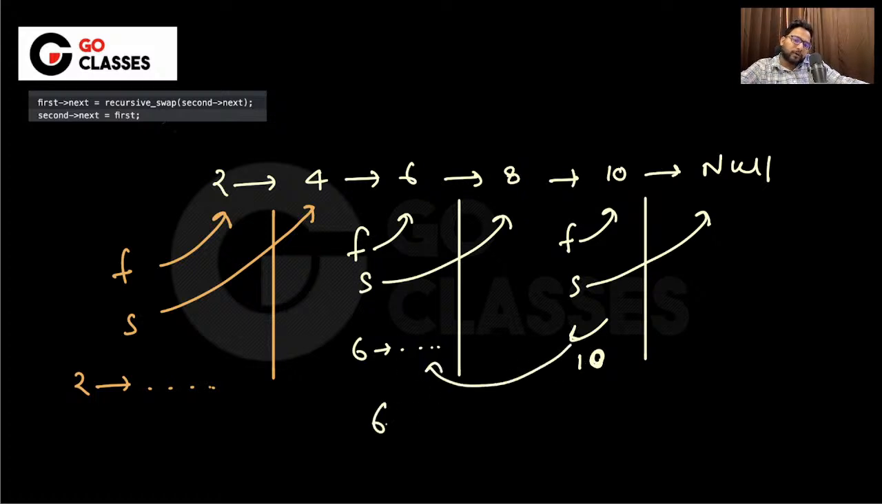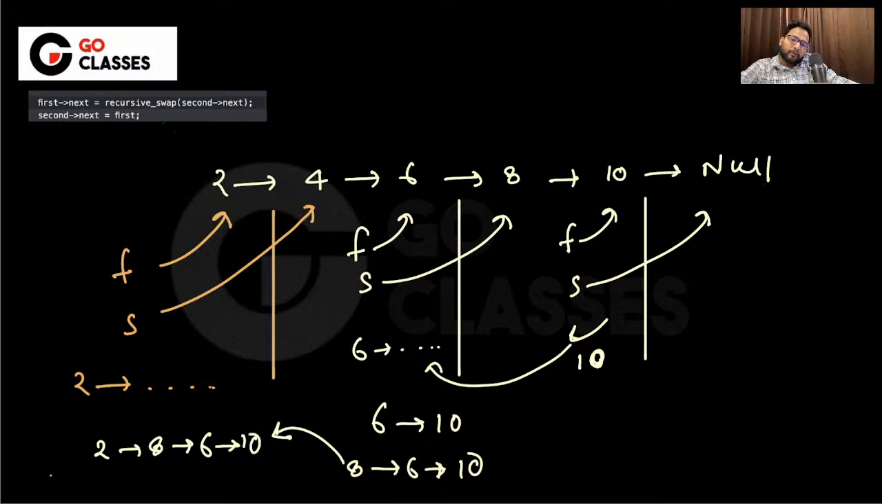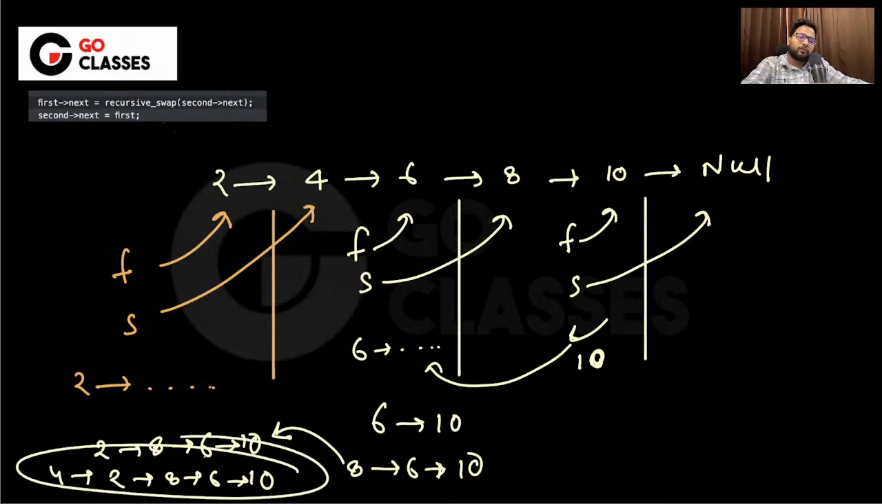So 6 will start pointing to 10. Now because of the next line, 8 will start pointing to 6. So 8, 6, 10, and now it will return 8. So 2 will start pointing to 8, then 6, and then 10, and because of the next line, 4 will start pointing to 2, which is 2, 8, 6, 10. Something like this. So that will be your final answer. Understood? Okay.